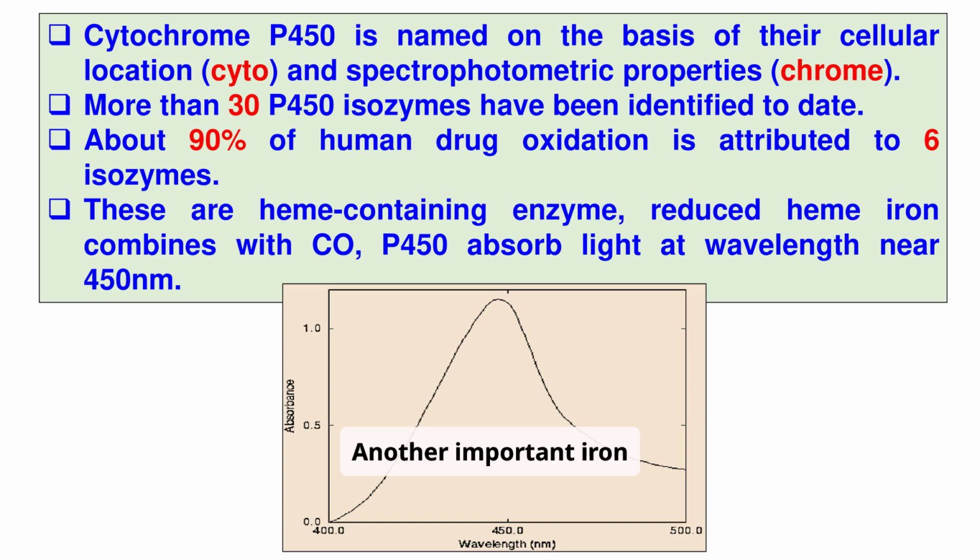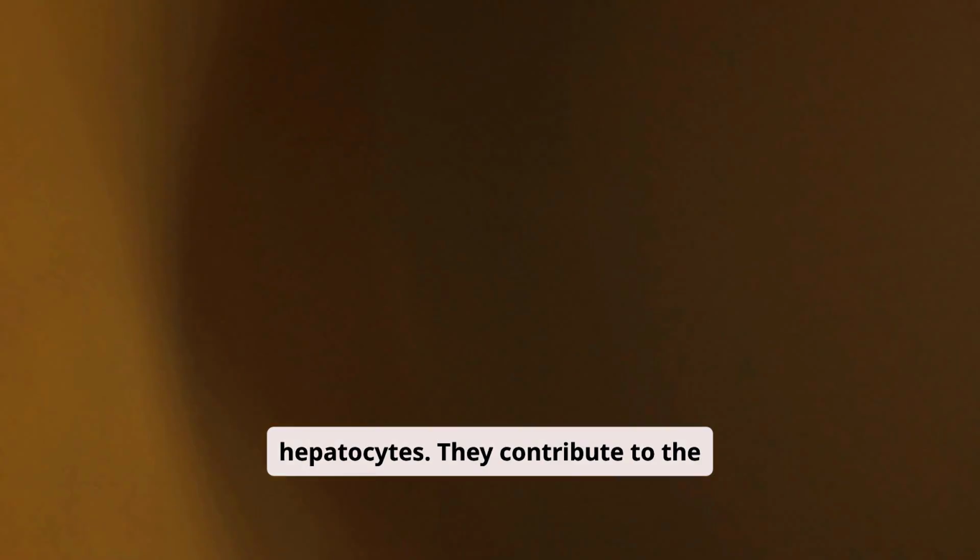Another important iron enzyme is cytochrome P450 or CYP. These heme-containing isozymes are embedded in the endoplasmic reticulum of hepatocytes. They contribute to the metabolism of many drugs, steroids, and carcinogens, primarily through monooxygenase reactions.